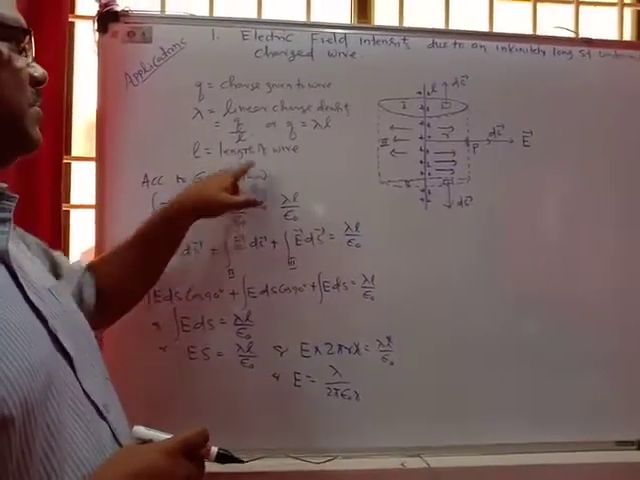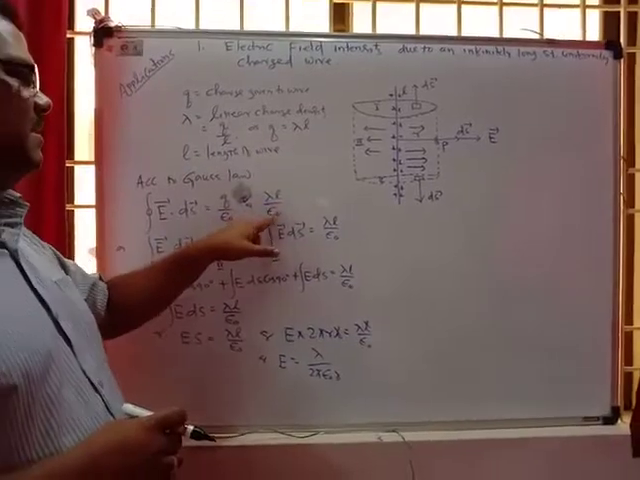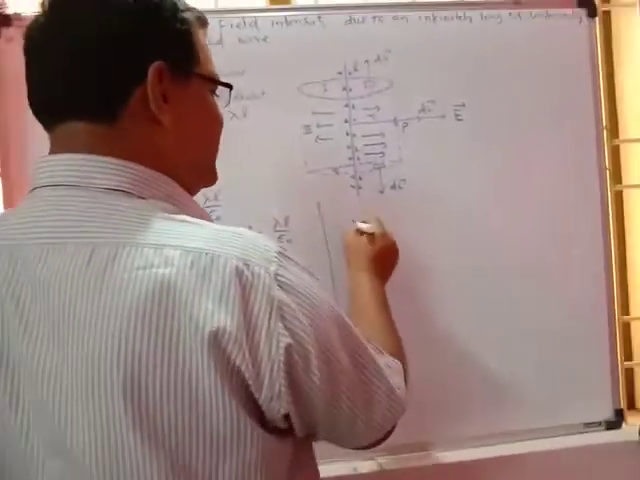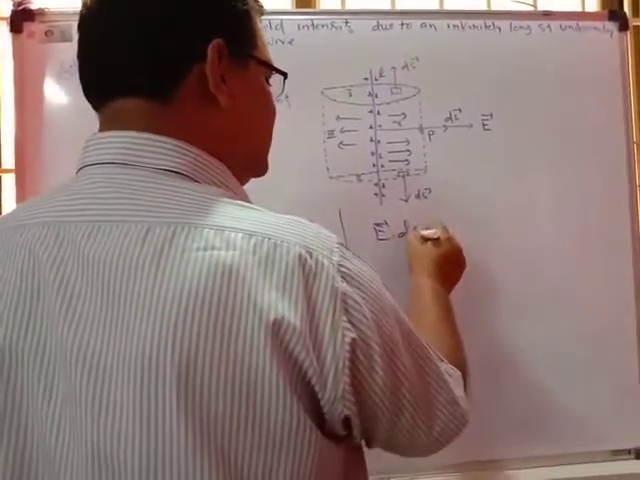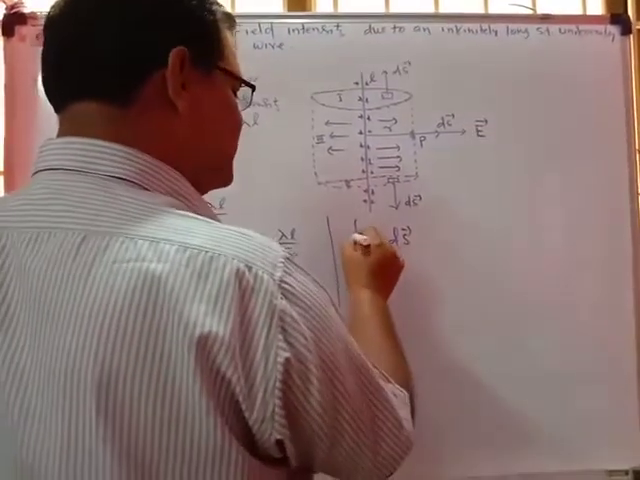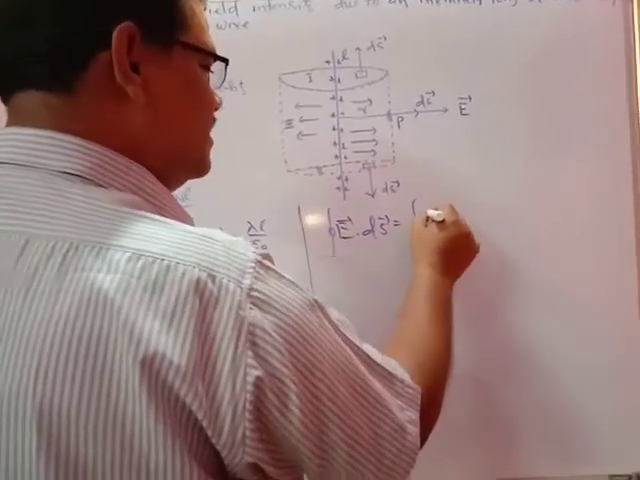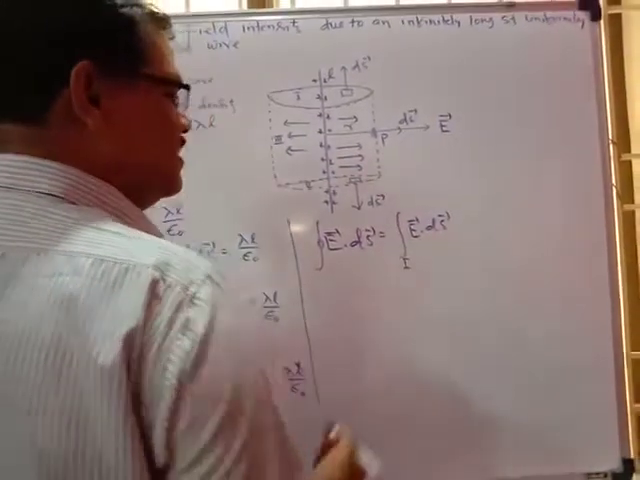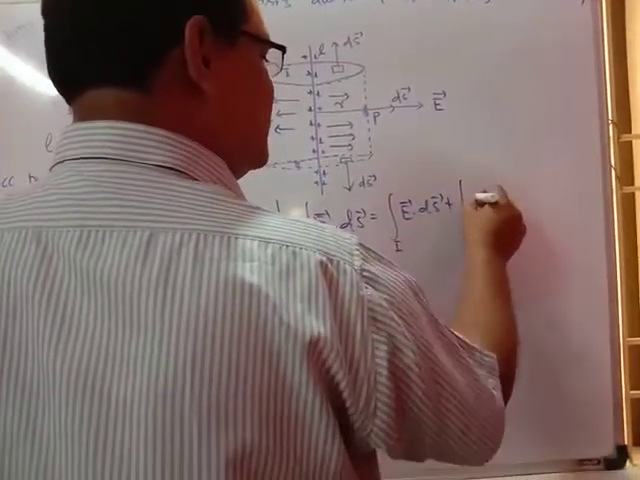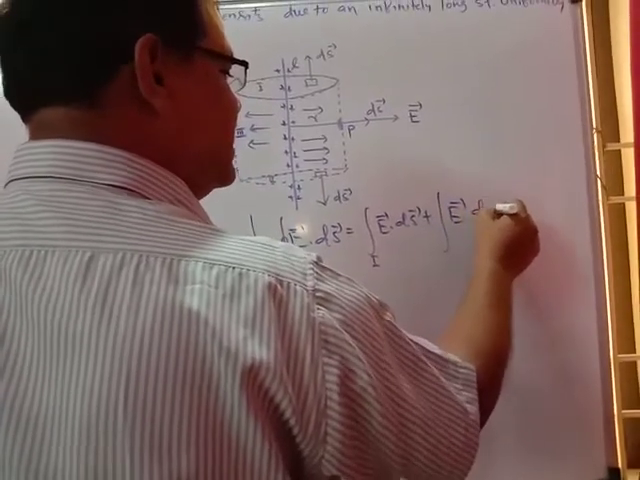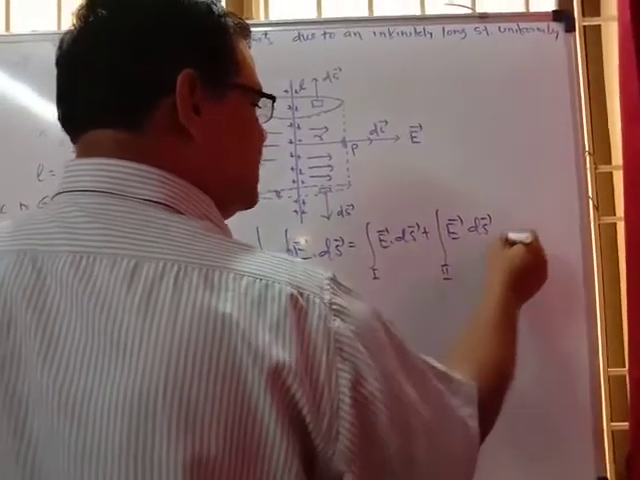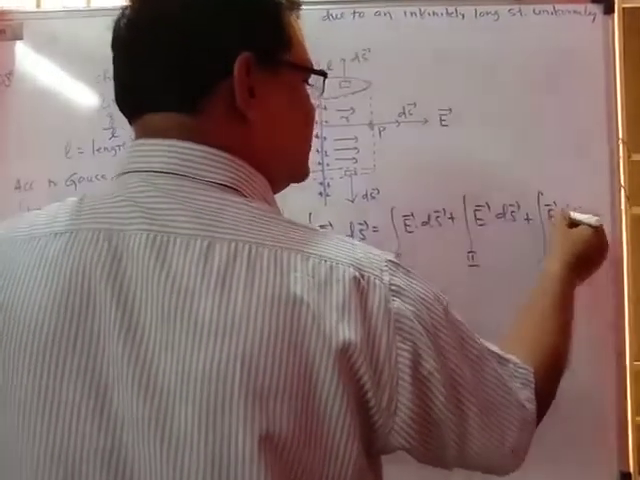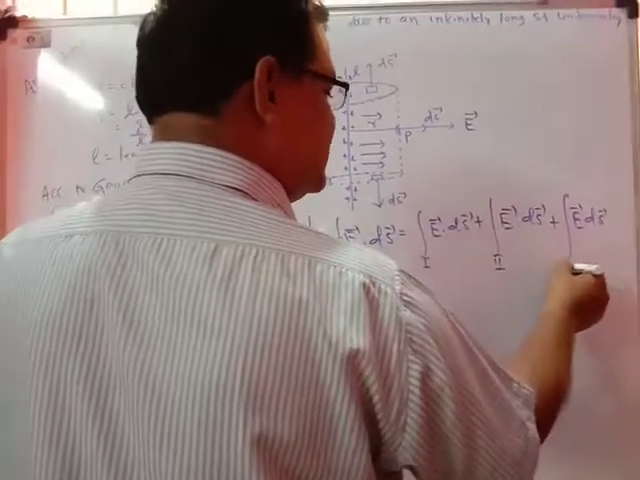What is the value of Q? Q equals lambda into L, so lambda L upon epsilon naught. What is that E vector dot dS vector? That is the total flux linked to the closed surface. This must equal the flux linked to surface 1, plus the flux linked to surface 2, plus the flux linked to surface 3, because the closed surface is a combination of these three surfaces.